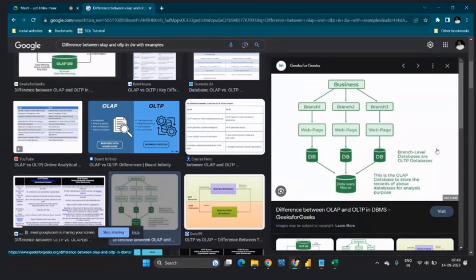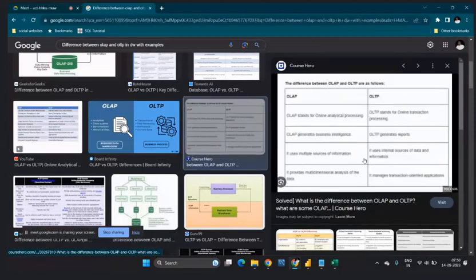Whatever we have discussed in Excel, now diagrammatic representation came into the picture. Please respond. Is this diagram understandable or not? Yes, sir.